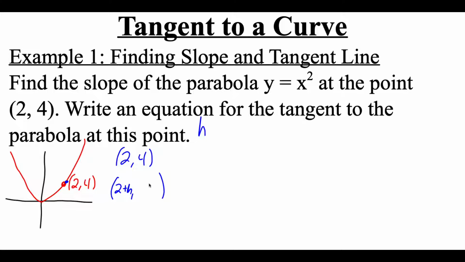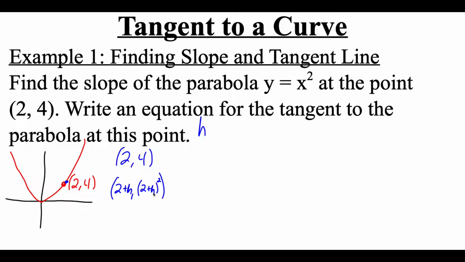As far as the y value for this point, we would need to take this 2 plus h x value and plug that into the equation. So what we're going to end up with is just (2 plus h) squared, since our equation is x squared. If this is our x value, then the y value is just that number squared. Now we can use our (2, 4) point and this new point that we came up with by using that h value, and we can try to find the slope there.